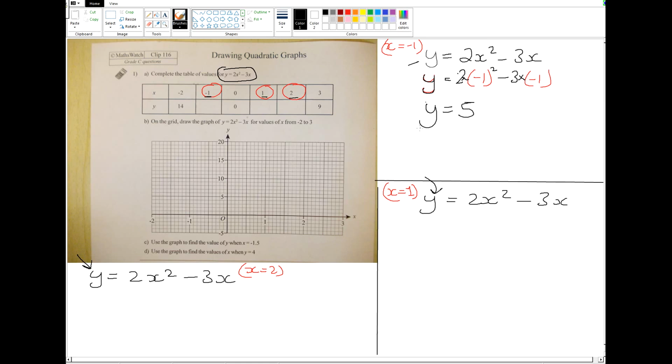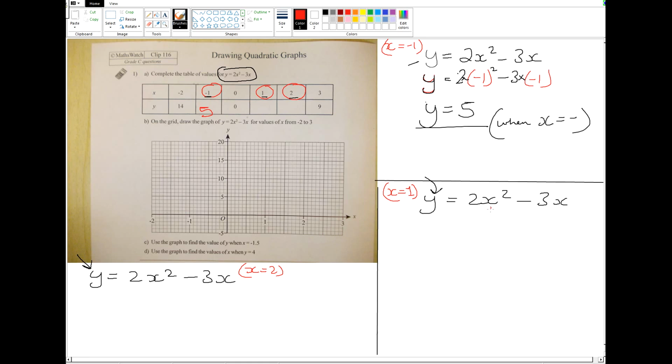So y is equal to 5 when x is equal to minus 1. So we get our red pen and we write over here, 5. Now we've got to work out y when x is 1.